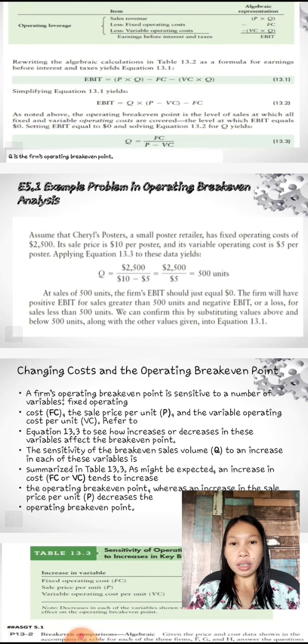As noted above, the operating break-even point is the level of sales at which all fixed and variable operating costs are covered, the level at which EBIT equals $0. Setting EBIT equal to $0 and solving equation 13.2 for Q yields Q is equal to FC divided by (P minus VC).